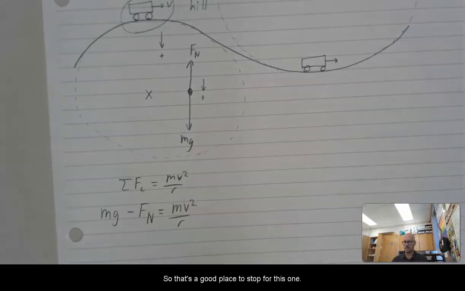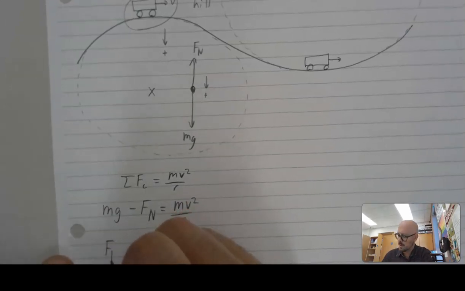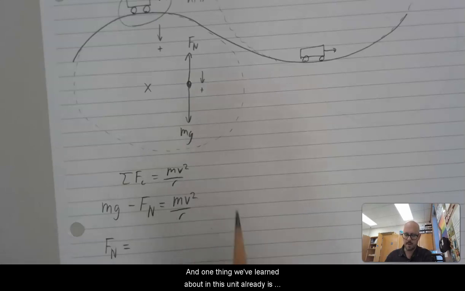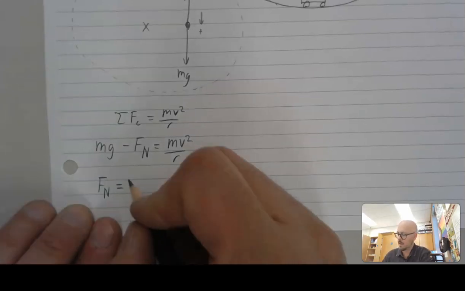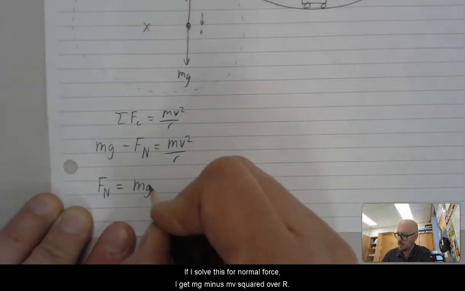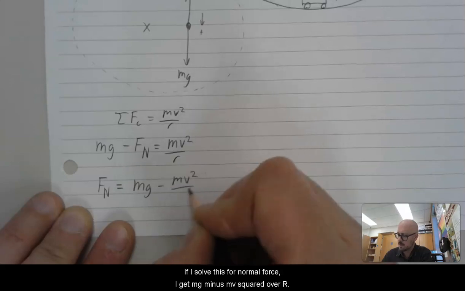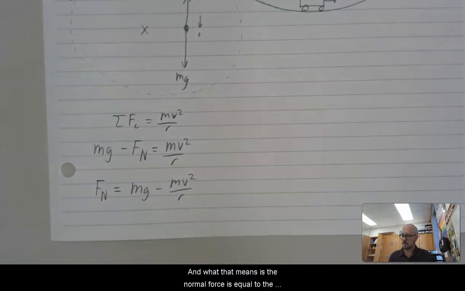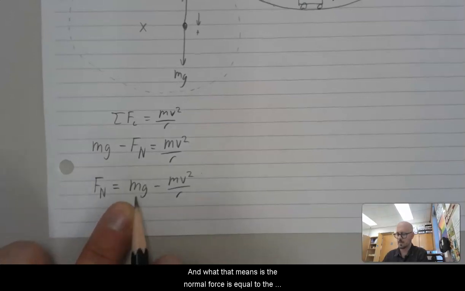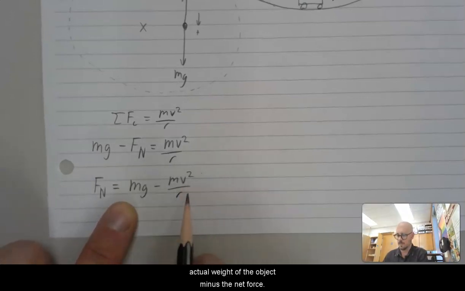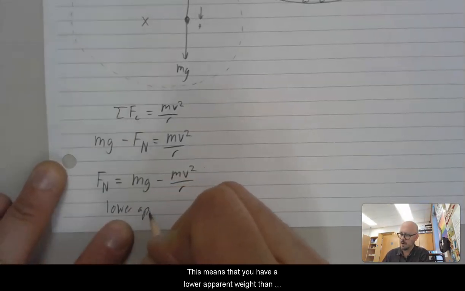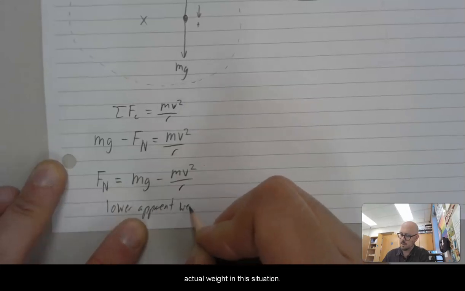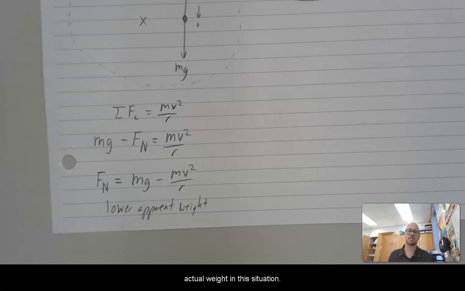So that's a good place to stop for this one, but I want to go one step further. I can solve this for normal force. And one thing we've learned about in this unit already is that normal force is a way to represent the apparent weight of something. If I solve this for normal force, I get mg minus mv squared over r. And what that means is the normal force is equal to the actual weight of the object minus the net force. This means that you have a lower apparent weight than actual weight in this situation.